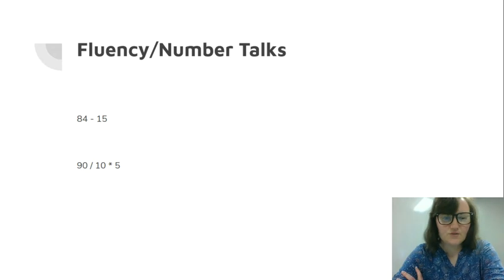All right, next one, 90 divided by 10 times 5. Okay, first you do 90 divided by 10, which is 9, and then 9 times 5 is 45.